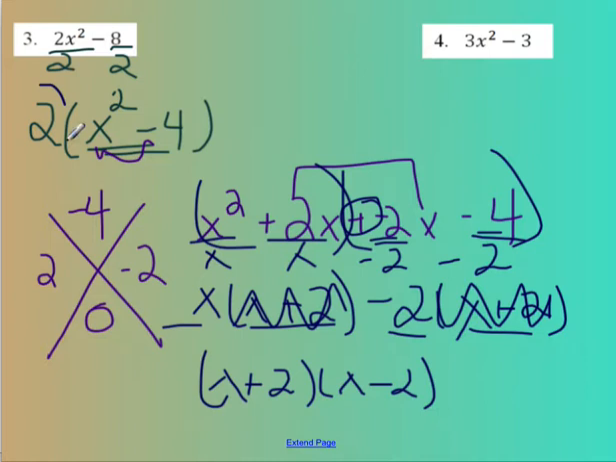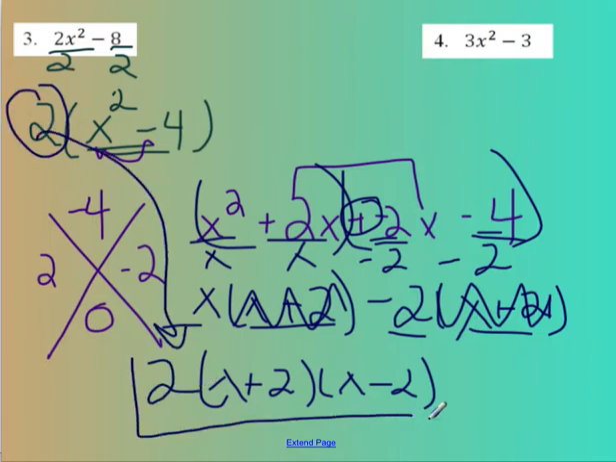So, last but not least, we don't want to forget our little sister. So you want to make sure that GCF makes it all the way down. So this right there is your final answer for number 3. Let's take a look at number 4.